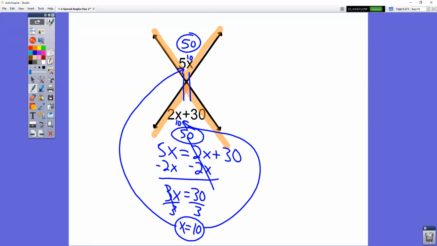So make sure that you are setting up the equation, solving for x, and subbing it back in to find the two missing angles. Complementary angles add up to 90, supplementary angles add up to 180, and vertical angles are equal to each other. Be very careful with the minus signs and the plus signs. Treat minus signs like negative signs and plus signs like positive signs.